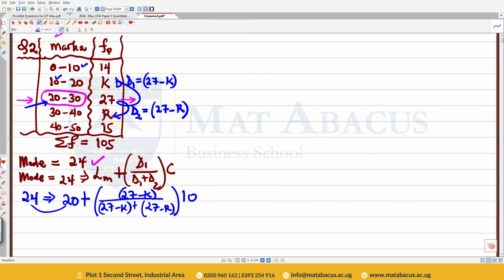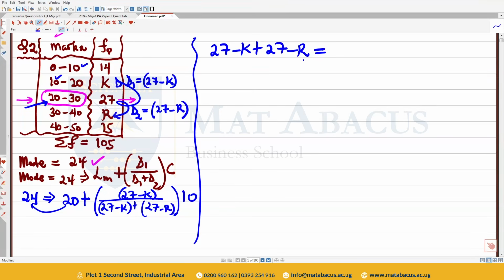So our basic area of interest: transfer this one this side and subtract off. On the sides, to save on your time, you know very well that 27 minus K plus 27 minus R is something which you put on the sides. So what is 27 plus 27? You smartly compute it on the calculator. 27 plus 27 gives you 54. So we shall have 54 minus K minus R.